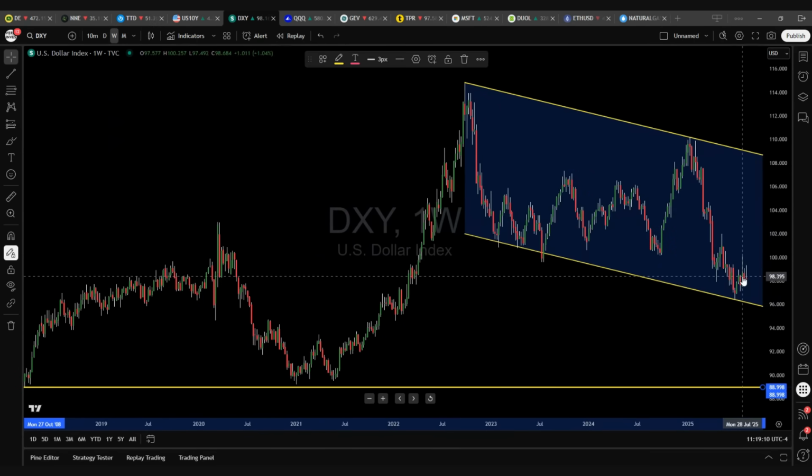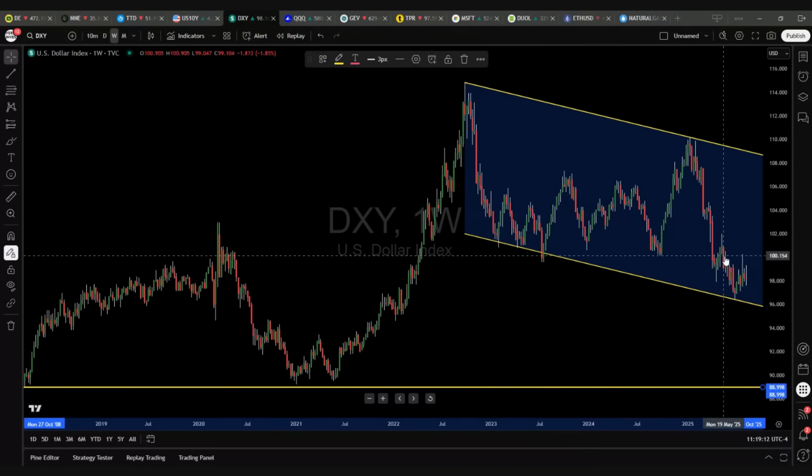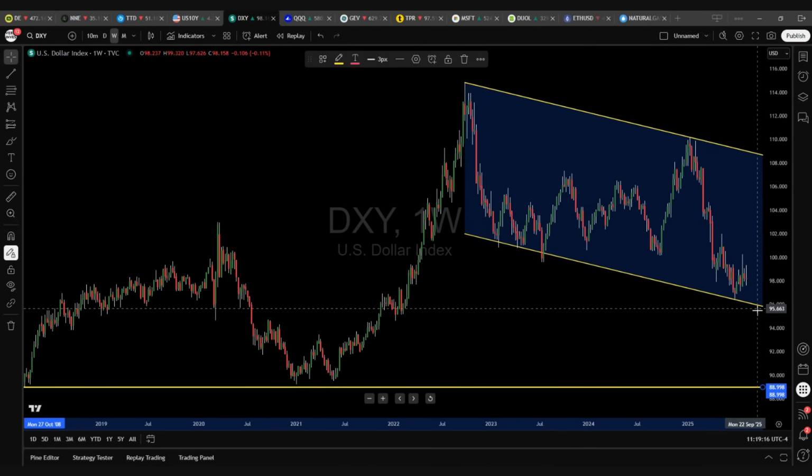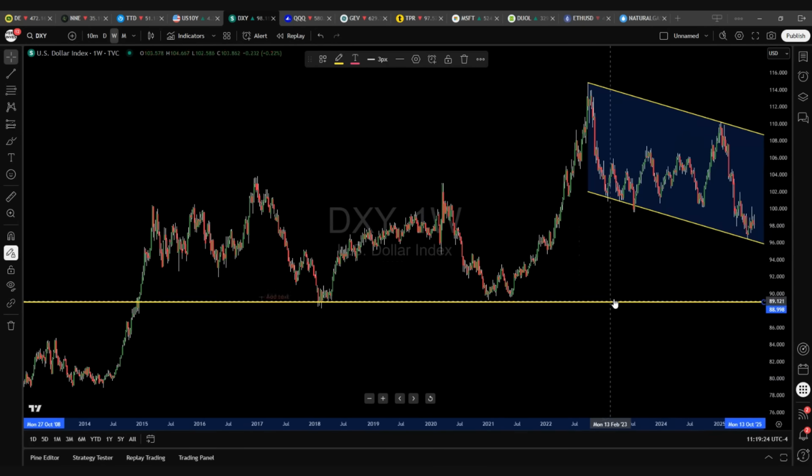Your shorter term bias is still weak. We're still in a downtrend since the beginning of the year and going back to 2022. And then again, this clearly becomes a buyable level. By the way, the buyable level is around 95 to 96 on the Dixie. Longer term, I would expect continued weakness on the US dollar until we get to this 89 level, and then we'll have to reevaluate.